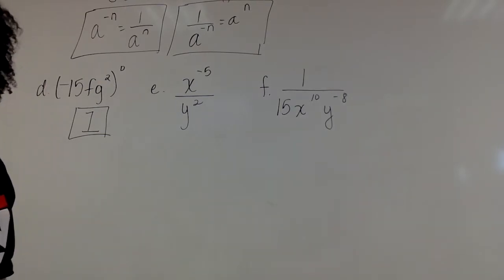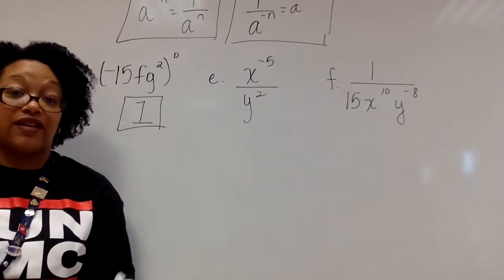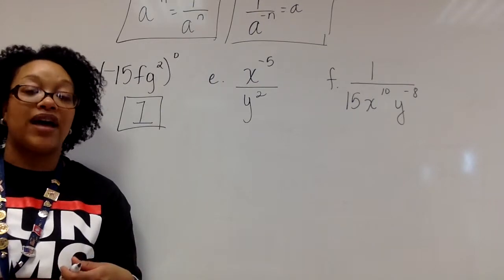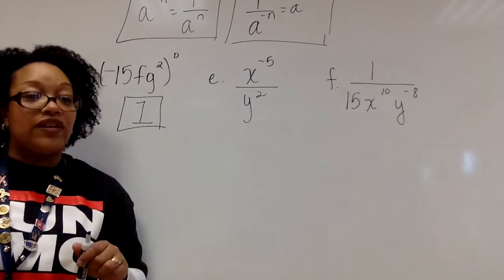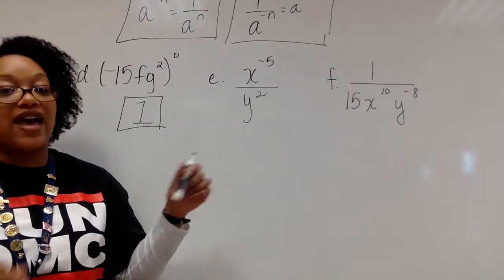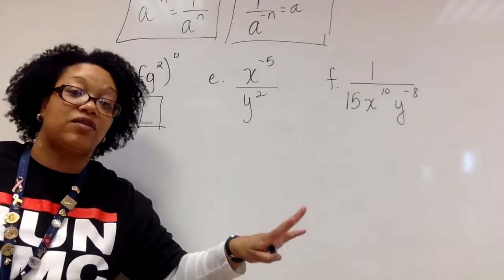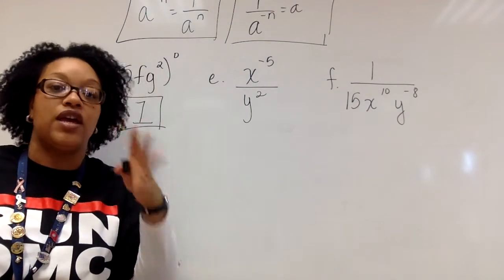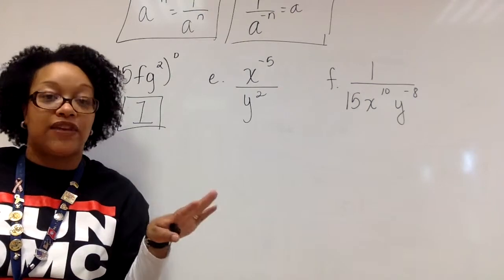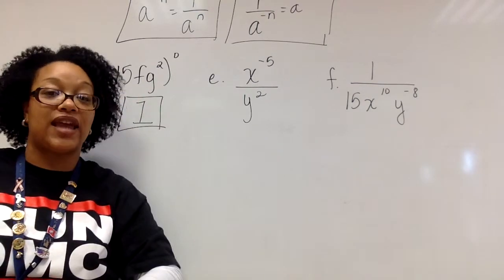Now look at letter E. You've got 2 different bases, so you can't subtract, even though you may be tempted, but you can't because you've got x as a base and y as a base. The only thing that's wrong with letter E, and hopefully you're writing it down, is that you have a negative exponent, and you can never have a negative exponent in your final answer. So the only way that we can work letter E is to get rid of the negative. And the only way to get rid of the negative is to move it as a fraction.